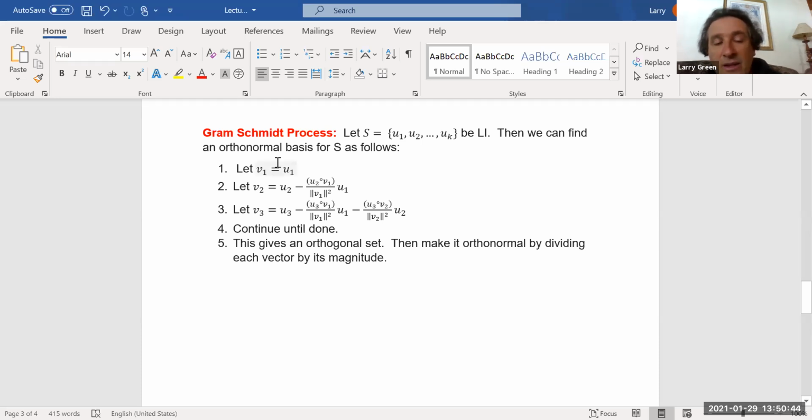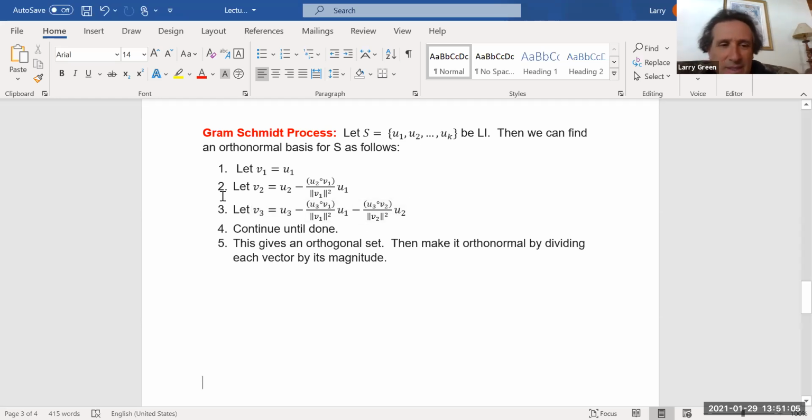And it goes as follows. Step one is really easy. You just let V1 be U1. You just grab the first vector, because the idea is if you only have one vector, then orthogonal doesn't matter anymore because you can't dot anything. Is that clear? So just grab the first one.